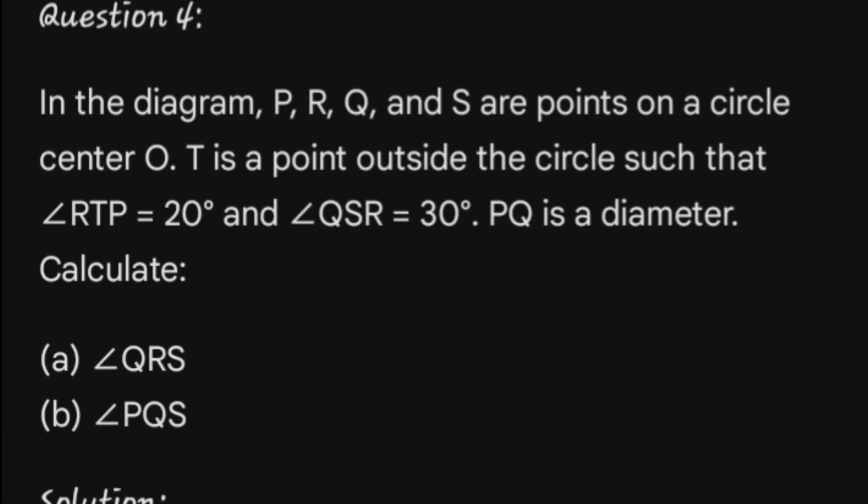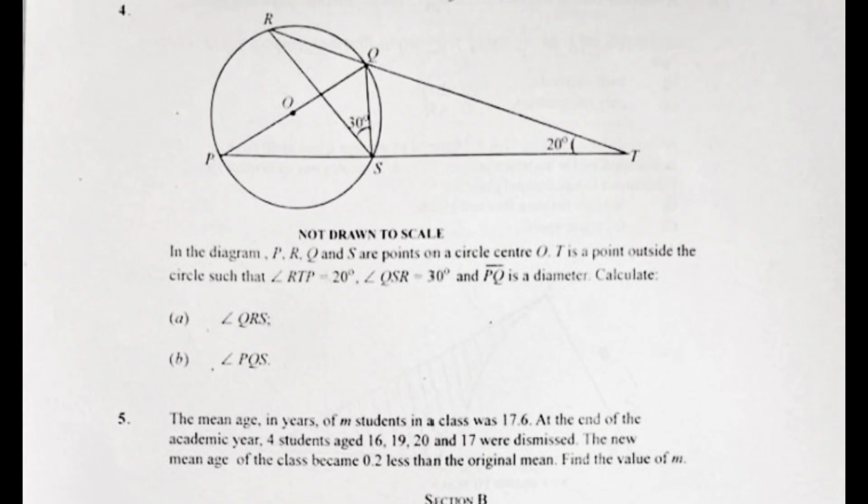Question 4. In the diagram, P, R, Q, and S are points on a circle, center O. T is a point outside the circle such that angle RTP equals 20 degrees and angle QSR equals 30 degrees. PQ is a diameter. Calculate A. angle QRS, B. angle PQS.